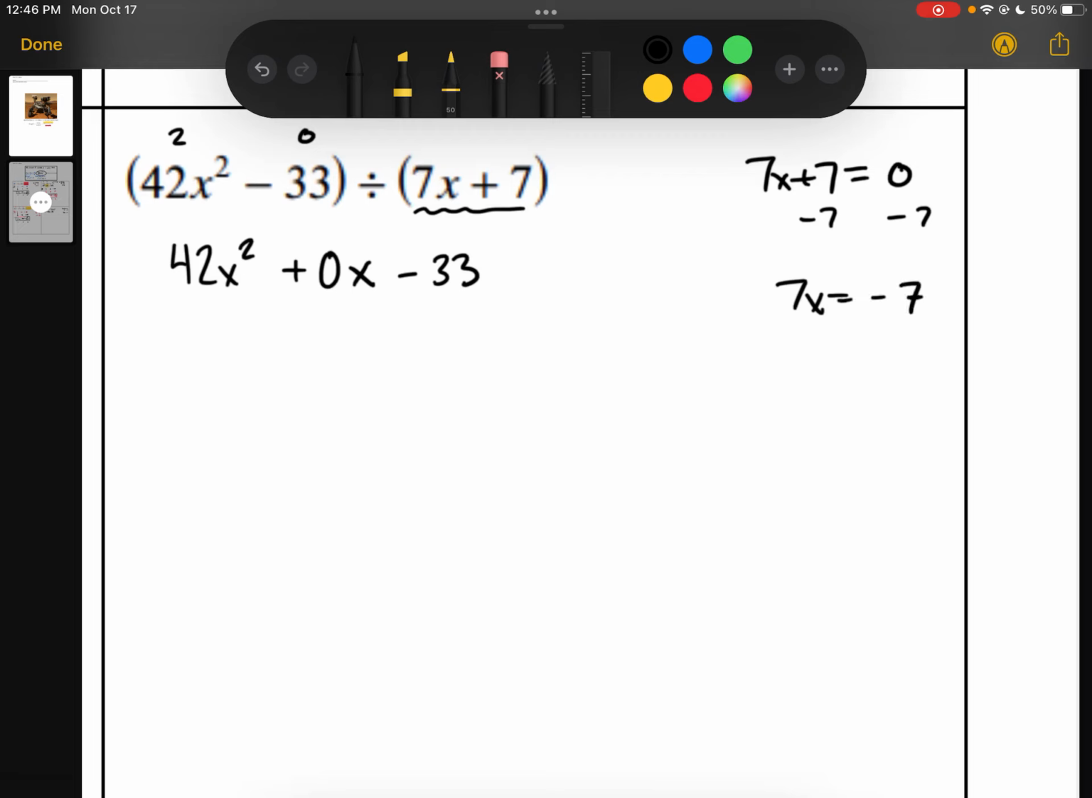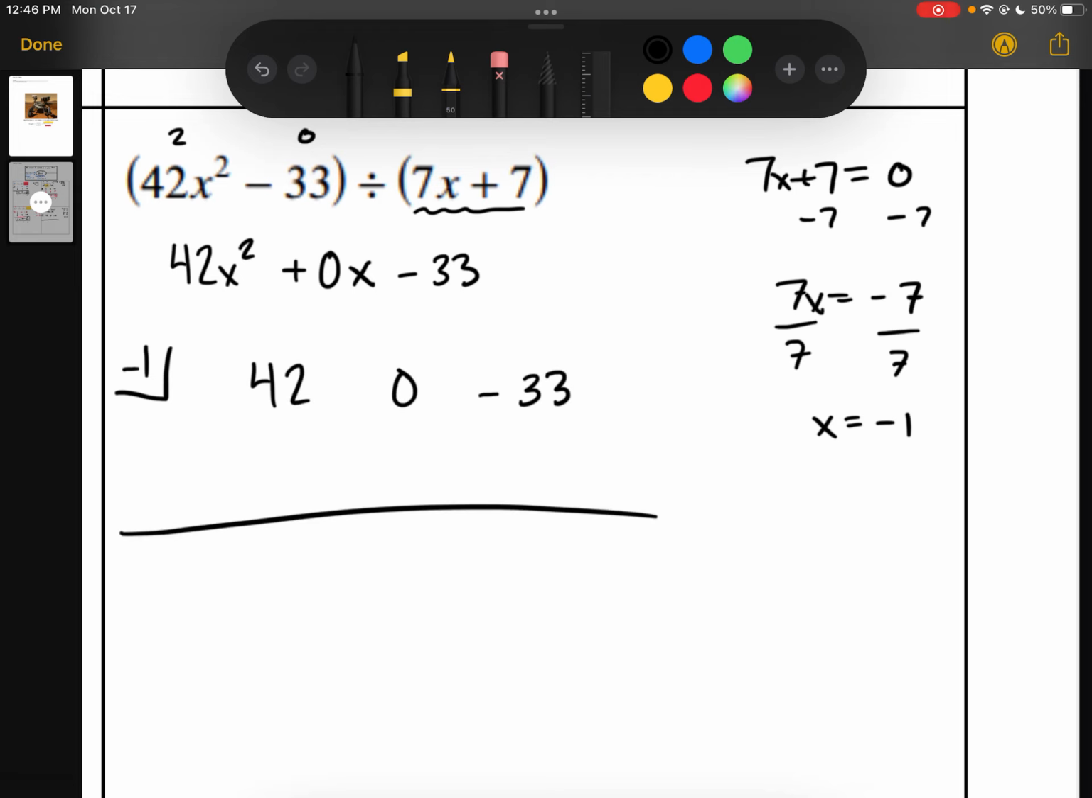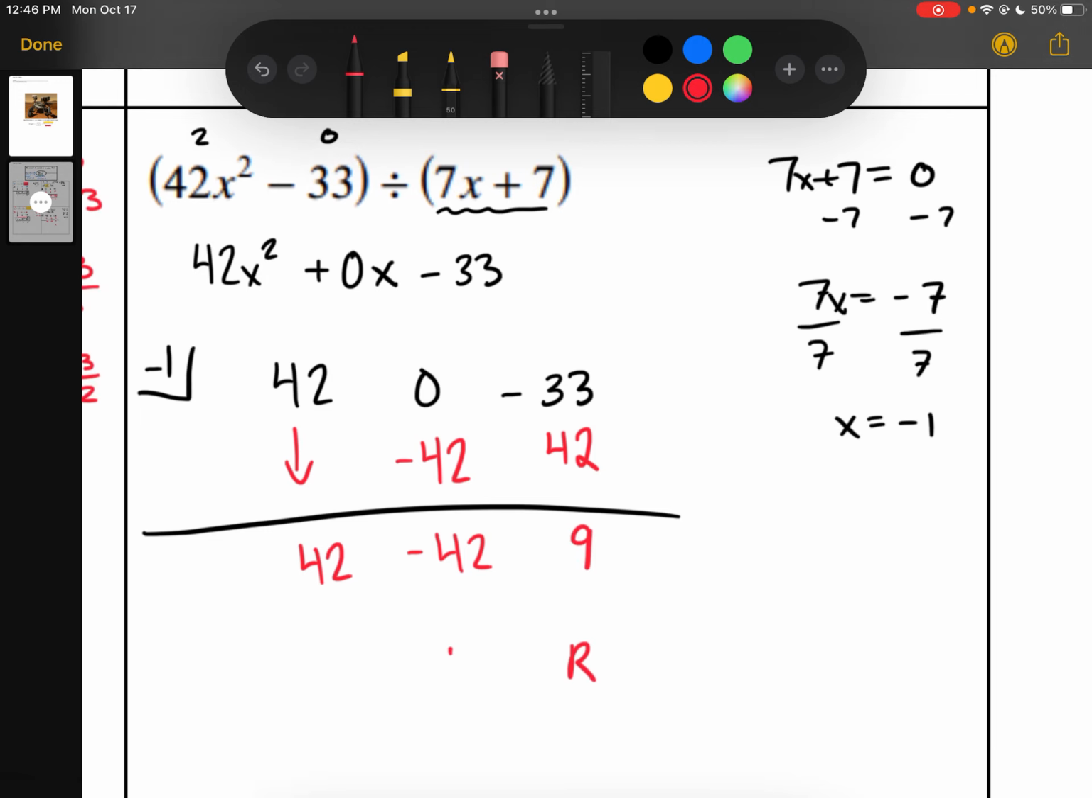Subtract 7 from both sides. Divide by 7. We should get x equals -1. So now we can put -1 on the side, drop down 42, 0, and -33. Put our line below, and then drop 42 down. Multiply by -1. Drop that down as well. Multiply again by -1. And then we'll be left with our remainder term.